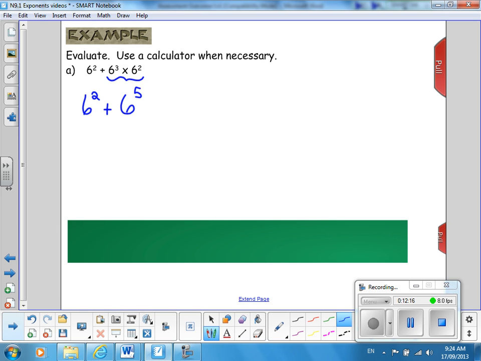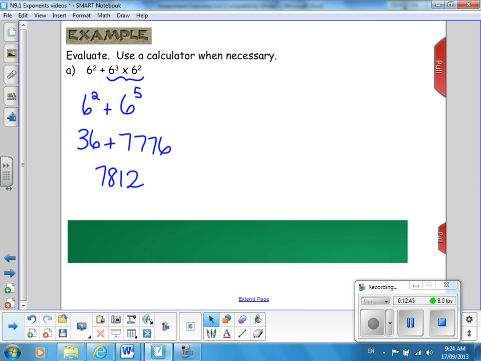Now, do we have a law for adding same bases? The answer is no. There is no exponent law. We actually have to do order of operations and evaluate these. So we have 6 squared is 36. 6 to the exponent 5 is 7,776. We add those two together, and you get 7,812. And that's what this is asking us.